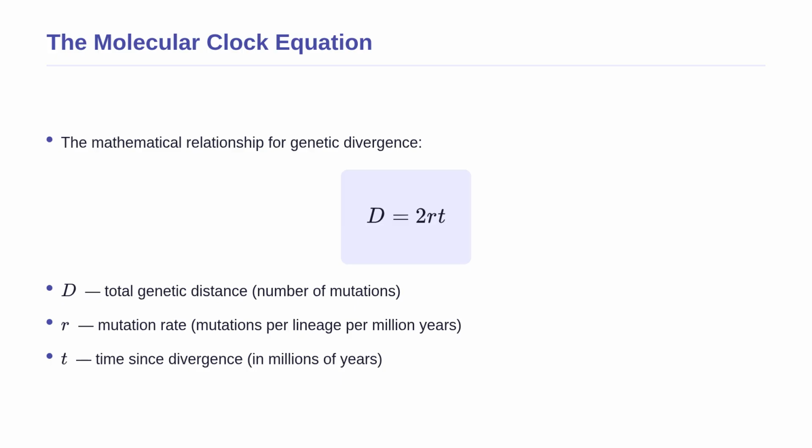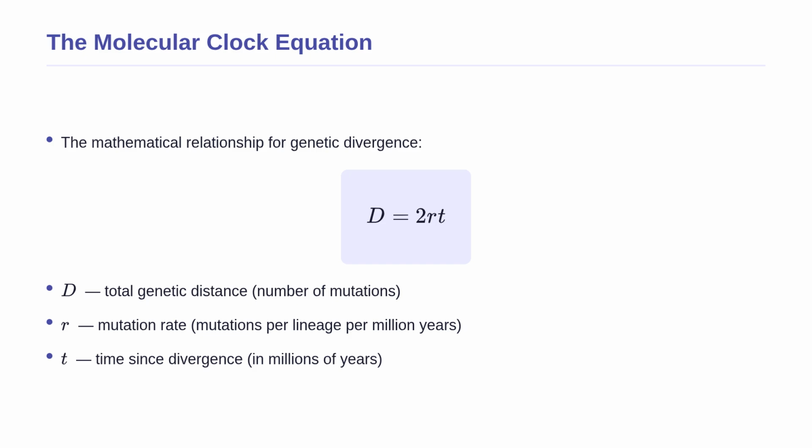Now that we understand the concept of the molecular clock, let us look at its mathematical form. The elegant equation we use is D = 2RT. Let us break down what each symbol means.